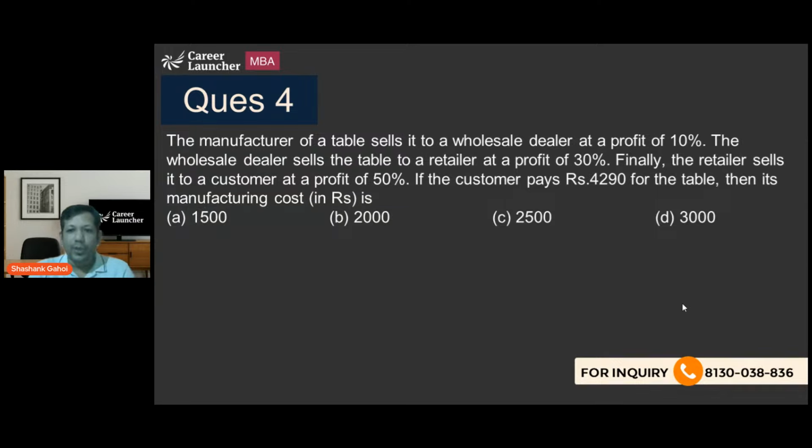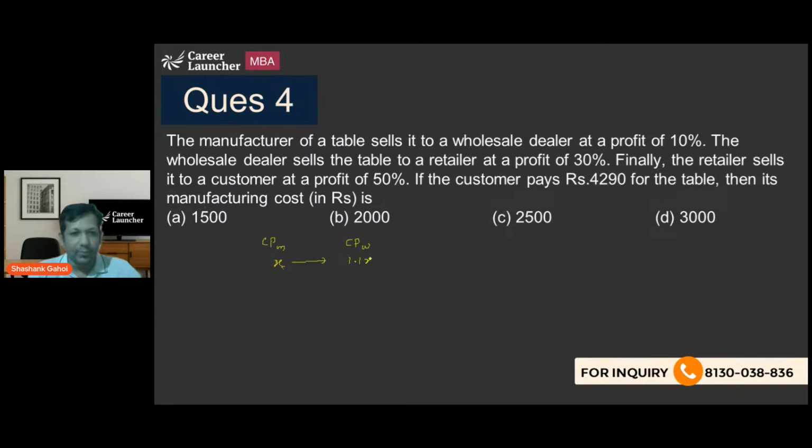So what I'm going to do, I'm going to assume the cost price is X. Okay. Cost price for manufacturer is X. He is selling it at 10% profit. So selling price of manufacturer is cost price of wholesaler. So he is selling at 10% profit, means X plus 10% of X, that is going to be 1.1X.